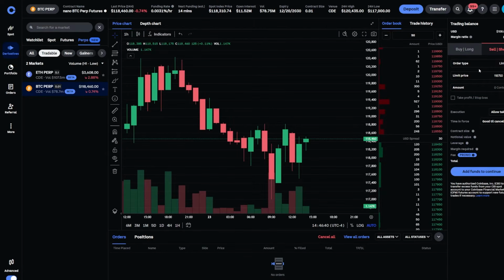Because there's a couple of different order types. So if we go up to, let's just say, buy a long, you can choose between a limit order, a market order, a bracket order, a stop limit order, and a TWAP order. A limit order is saying, I would like to buy at a very specific price. I don't necessarily care when I get filled. I would much rather care about where I get filled.